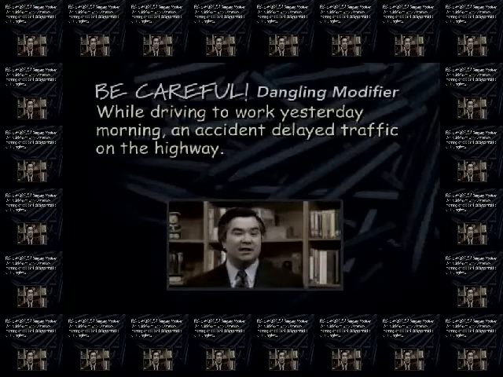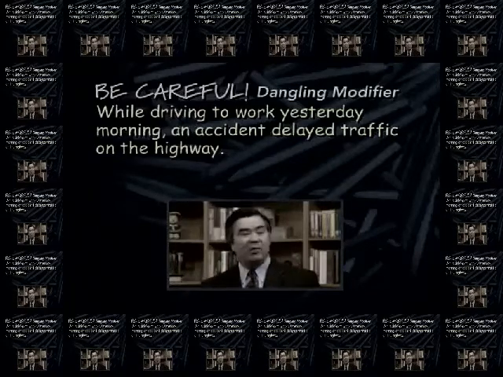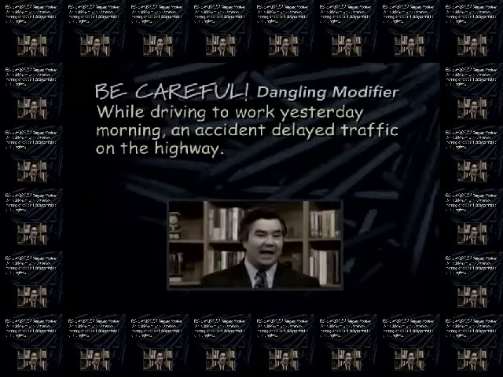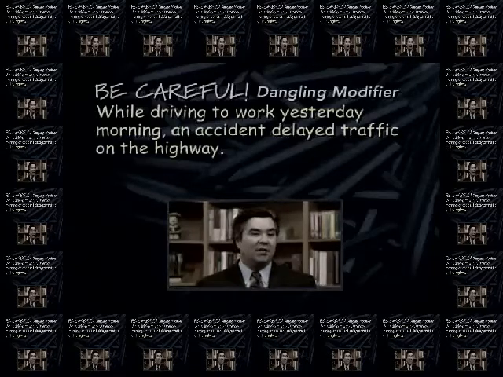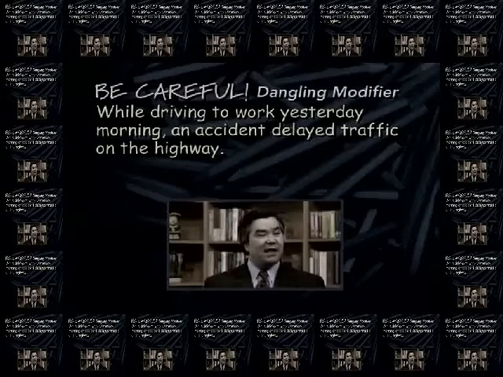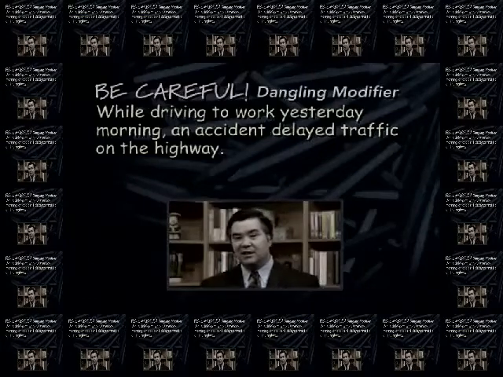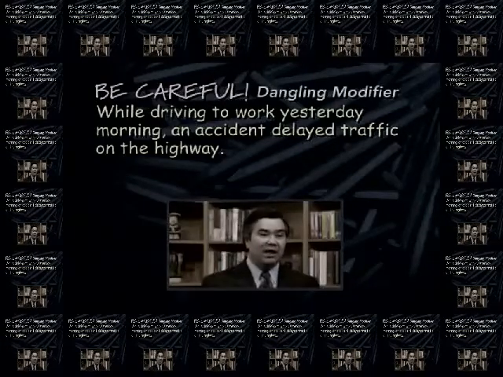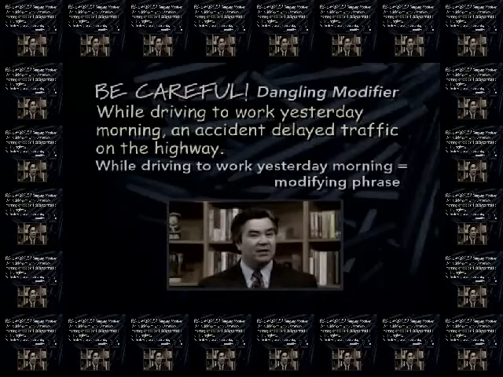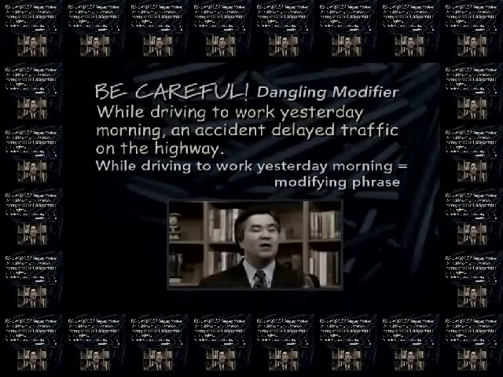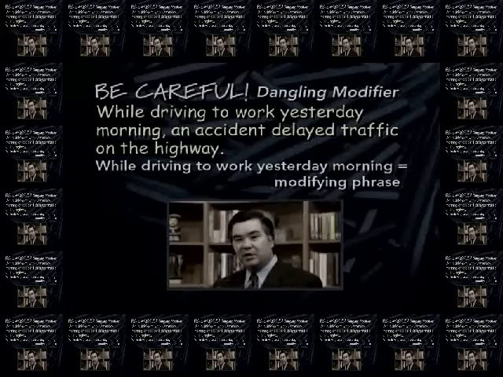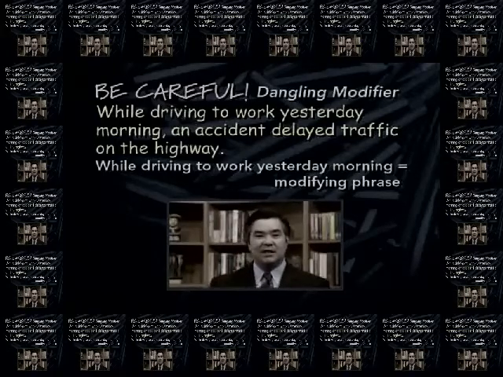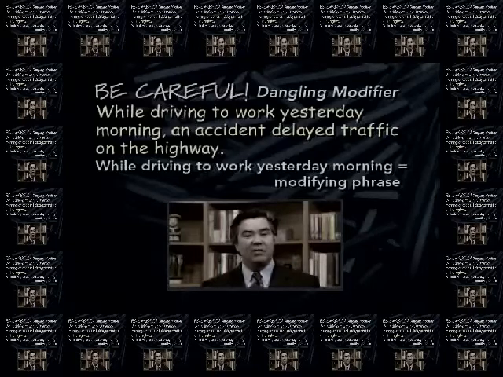Okay, let's take a look at this sentence. After the comma, we have the main part of the sentence. An accident delayed traffic on the highway. We have the verb delayed, the subject accident, and that could stand alone as a sentence. What comes before the comma is a modifying phrase, which is designed to give more information, to add some detail about what's being described in the main part of the sentence, while driving to work yesterday morning.